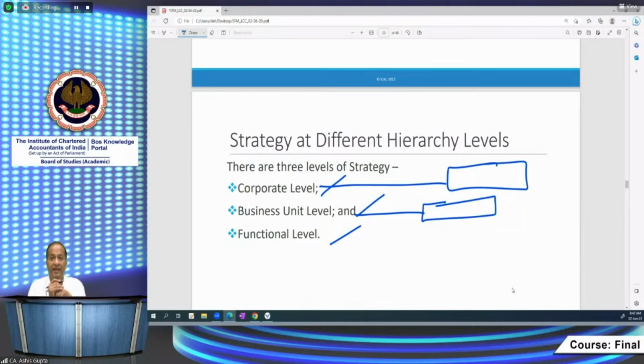For example, Reliance Industries Limited may have different divisions, such as textile. They have many divisions. I am just giving you a small example. Just 1 minute, 1 second.